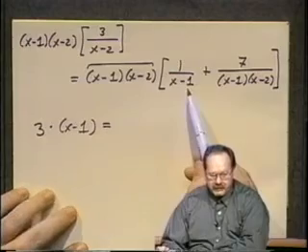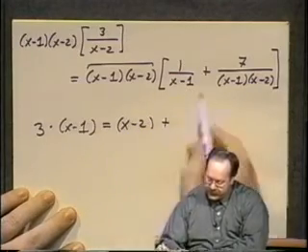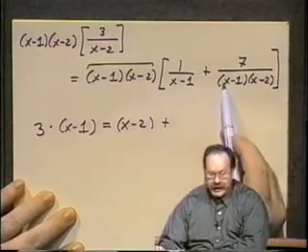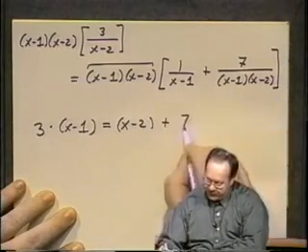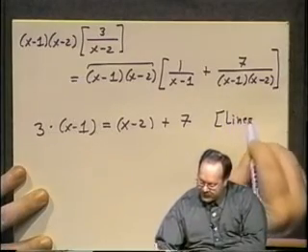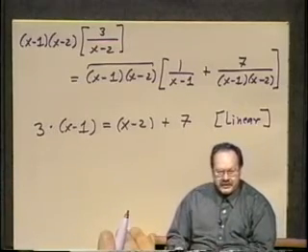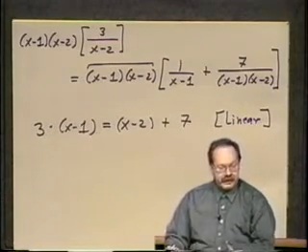So multiplying times the first one leaves us with simply x minus 2 plus, here the x minus 1, x minus 2 cancels entirely with the denominator, leaving us simply with 7. And let me note here that we have finally reached the stage where this is now linear. Everything up to this case was nonlinear, it's suddenly reduced to linear.